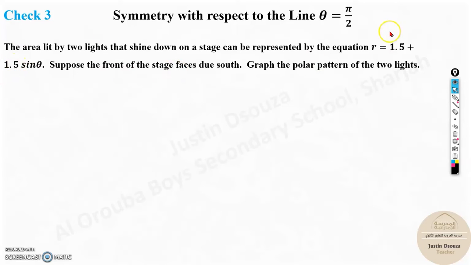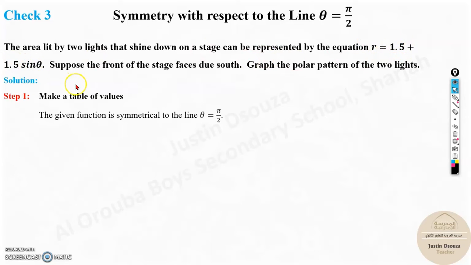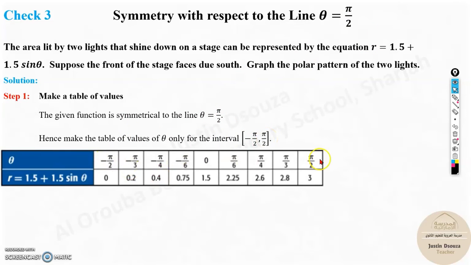Now let us see how to solve it. Here the equation is given. Looking at the equation, I can say it's a cardioid, isn't it? A and B values are the same. Now let us make a table of values. Over here also we have sine, so that means it is symmetrical to the line pi by 2. Make values from negative 90 degrees to positive 90 degrees.